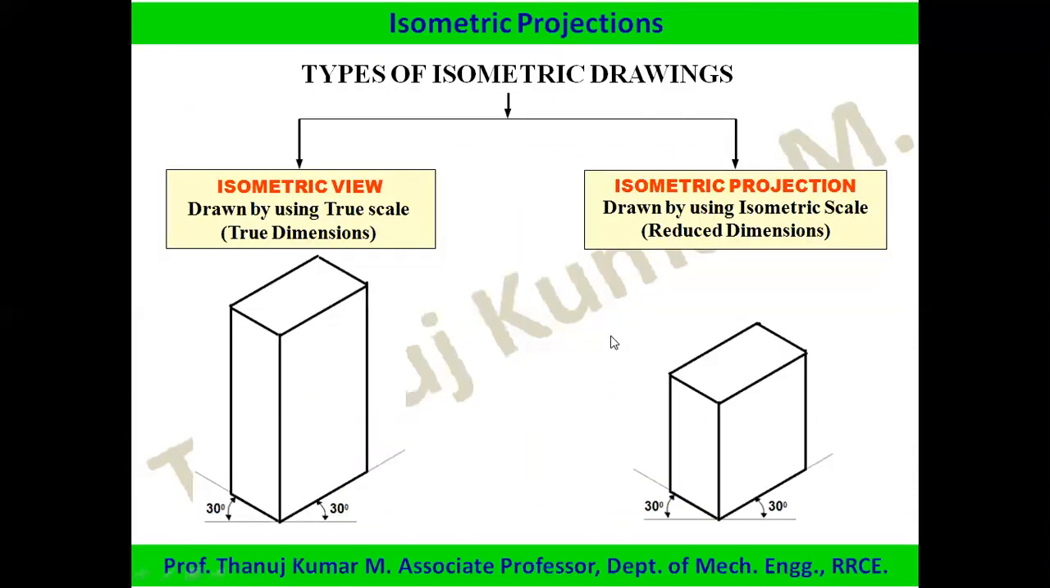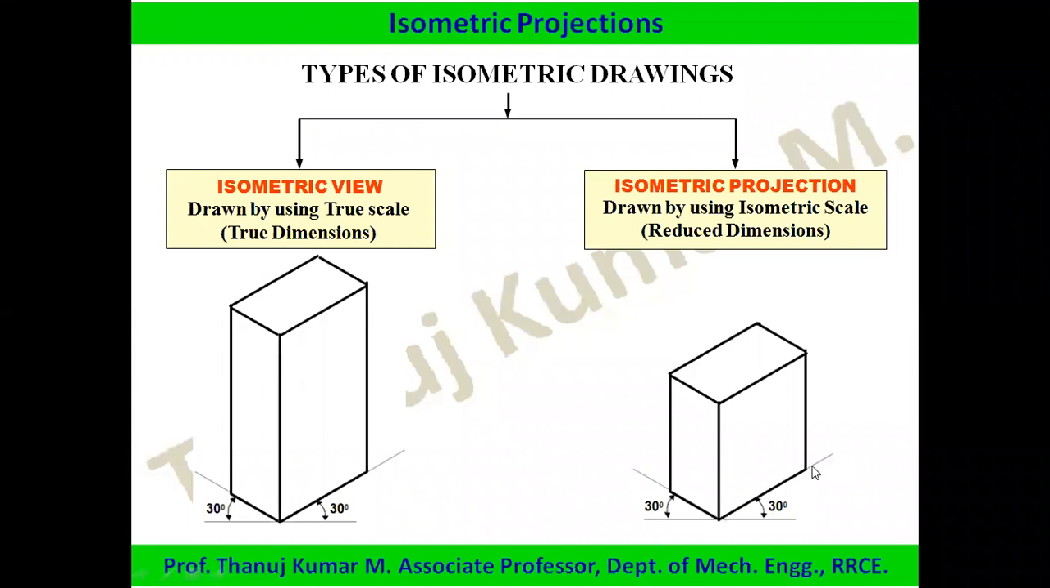Now talking about, as I told, isometric view and isometric projections. Isometric view is drawn by the use of true scale or true dimensions. If this is 30 mm, this is 20 mm, and this is 60 mm, I am drawing exactly with the same dimensions. This is 30 mm, this is 20 mm, this will be 60 mm exactly. 30, 20, 60.